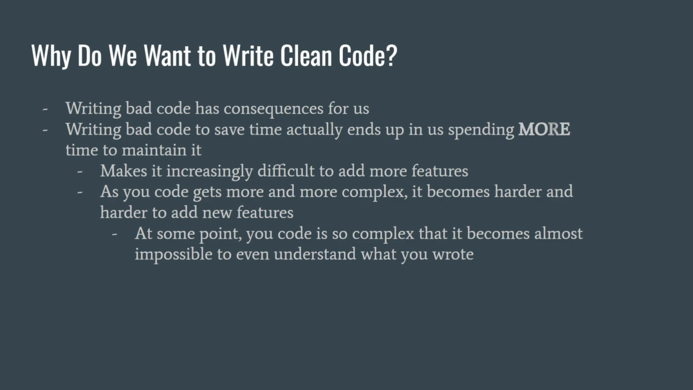And we do that thinking it will save time because we'll get it done faster, but it actually ends up in us spending more time to maintain it. And it becomes very difficult to add more features. As your code gets more and more complicated, it just becomes harder and harder to add new features. And what he says is that at some point, the code that you write is so complicated that it becomes almost impossible to even understand what you wrote. Imagine a whole giant block of code that's so complicated that you can't even understand what you wrote. You're going to be staring at it for 3 hours trying to figure out how to add a new feature so that you can update your game. And that's not what we want, right? We want clean code. We don't want bad code.